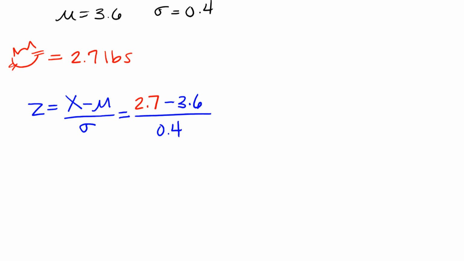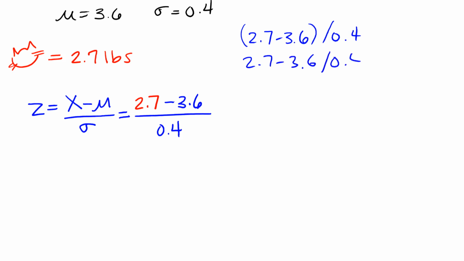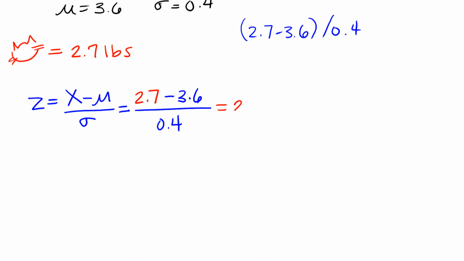The one thing you want to do when you're entering this in your calculator is make sure that you either use parentheses if you're going to put this on a single line, or you do it in 2 steps. The most common mistake is that students will type it into their calculators without parentheses, and the calculator knows the order of operations, so it'll do that division first instead of the subtraction. So either use parentheses or do it in 2 steps. I usually do it in 2 steps. So 2.7 minus 3.6: we are 0.9 pounds below average, and if we divide that by our 0.4, we find out that we are at negative 2.25. That's our z-score.